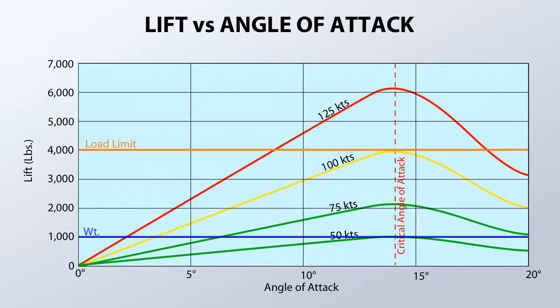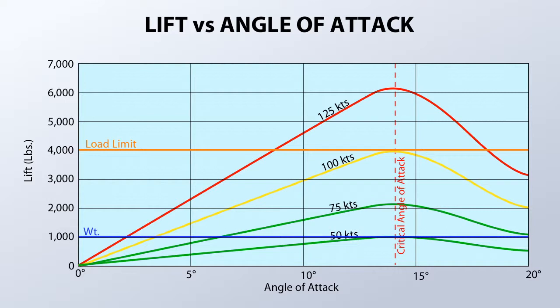Now let's assume that this glider has a load limit of 4 Gs as shown here by the orange line. So if the lift is more than 4,000 pounds, the glider could break. Notice that at 100 knots, the amount of lift that can be created just reaches 4,000 pounds at the critical angle of attack. This then would be the maneuvering speed, since below this airspeed, it's impossible to overload the glider because it will stall first.